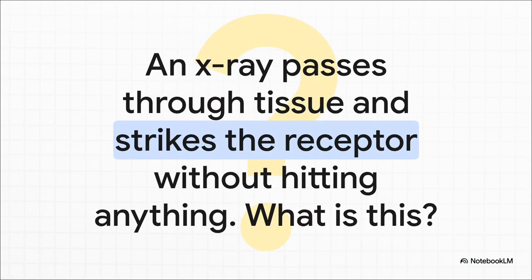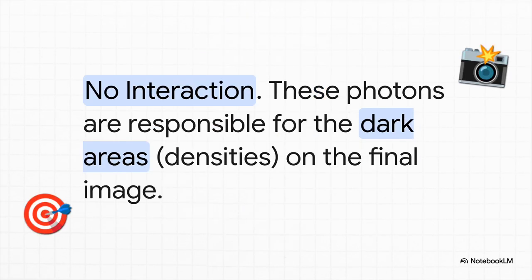All right, quick quiz. First scenario, an X-ray photon zips right through your cheek, misses every single atom along the way, and hits the sensor on the other side. What do we call that? That is called no interaction. And these photons are the true heroes of the story. They're the ones responsible for creating all the dark parts of the X-ray, the spots that represent soft tissue or empty space that the beam just sailed right through.